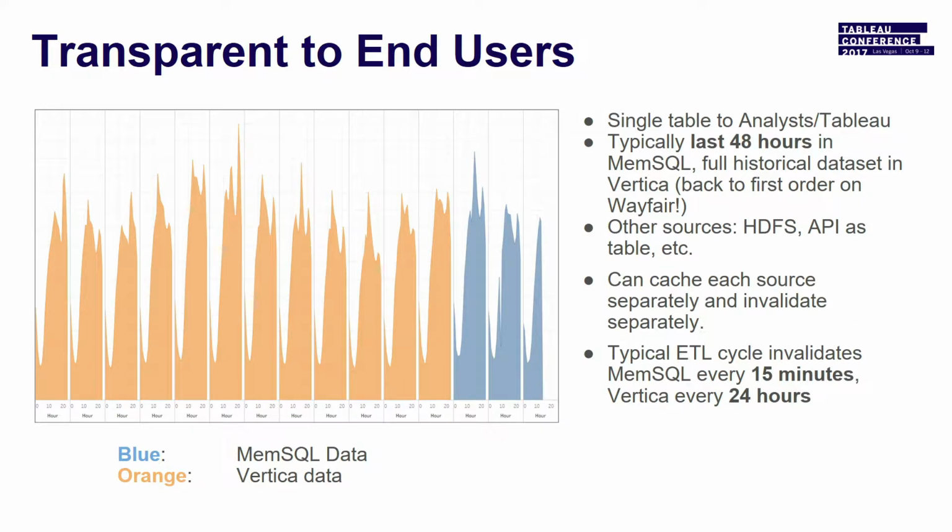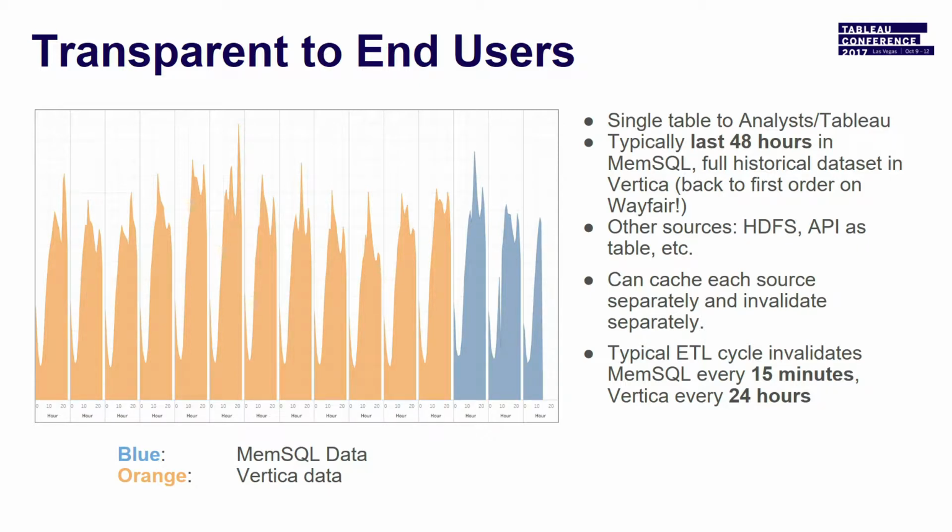So again, a very important thing here is that this be totally unnoticeable to our developers and end users. And the way it's essentially been set up for a clickstream data source is that we'll have the last 48 hours in MemSQL, a very constrained data set, and then we provide the full historical data set in Vertica. So what they see is that they can go from an hour ago back to the very first order in Wayfair on the same dashboard without realizing that they're actually interacting with two different systems.